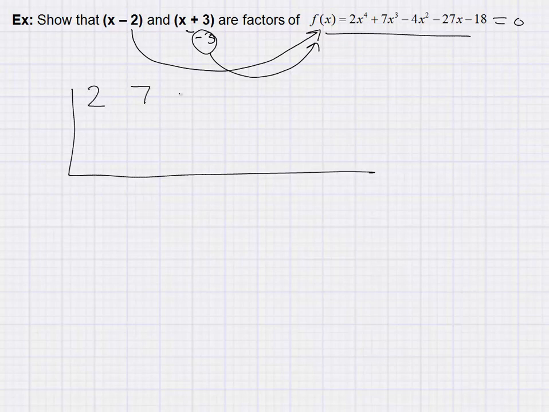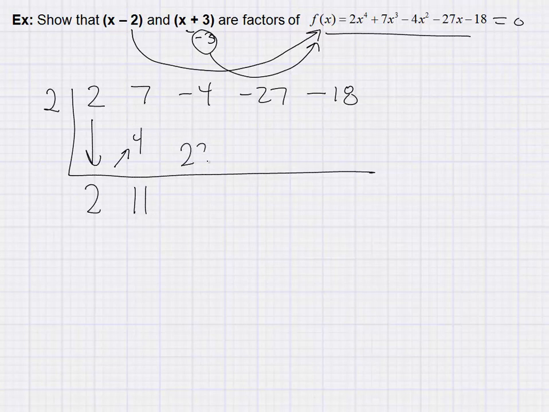So I'm going to take 2, 7, negative 4, negative 27, negative 18, and I'm going to put a plus 2 out here, bring this 2 down, multiply, I get a 4, add, I get an 11, multiply, I get a 22, add, I get an 18, multiply, I get a 36, add together, I get a 9, multiply, I get an 18, add, I get a 0.